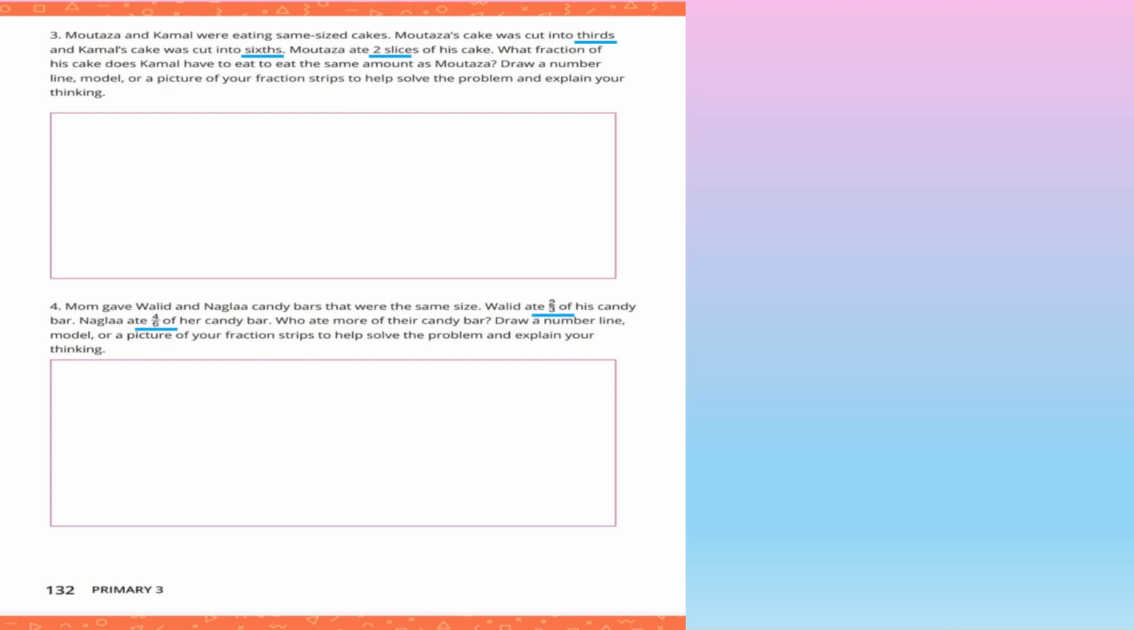So Mu'taz ate 2 slices of his cake, and his cake was cut into thirds. Then Mu'taz ate 2/3 of his cake. Now I wanted to know what Kamal needs to eat to eat the same amount as Mu'taz. So I need to know 2 over 3 equals what over 6.